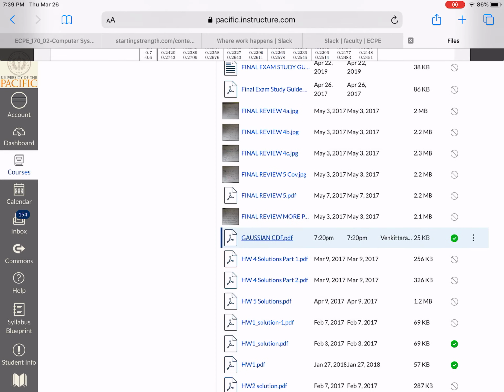Now X is not a standard normal random variable, so I have to first use those steps to transform X to capital Z and then refer to my CDF table. From here onwards, we'll call it the phi table to find the probabilities. So step 1, subtract mu on all sides. Now this mu is the mean of X, so I'm going to subtract it.